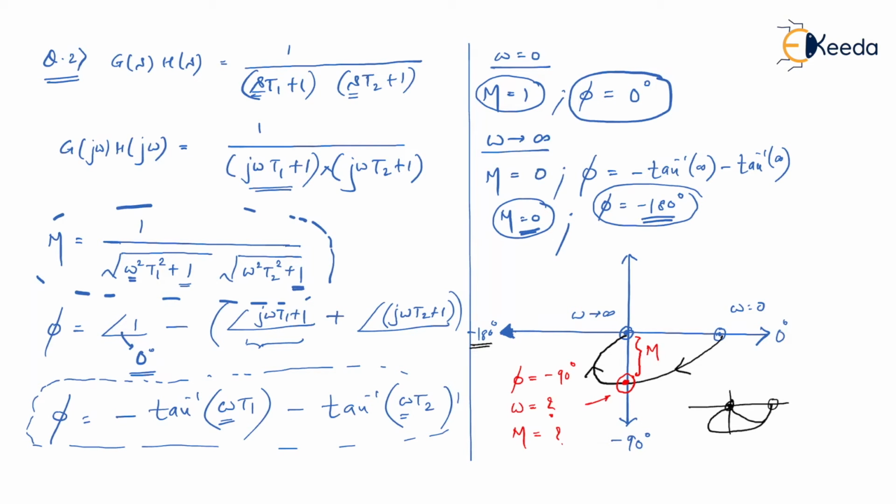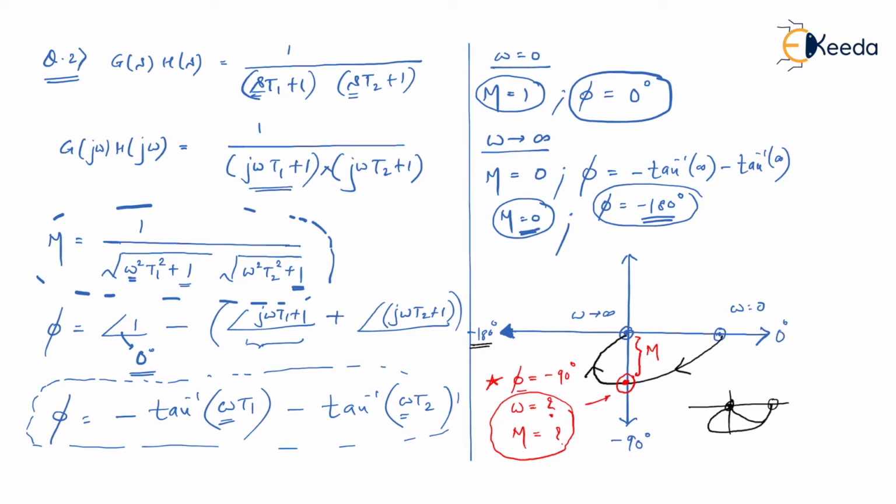What I just know about this one point is the phase angle is equal to minus 90 degree. So what I'm actually interested to know are two things. At that point, what is the value of omega, and at that point, what is the length of magnitude. I hope you understood my question. So this is a sub question that can be asked in the GATE exam. So you have to be very attentive when I'm explaining this.